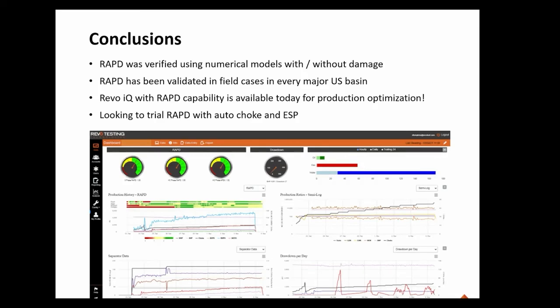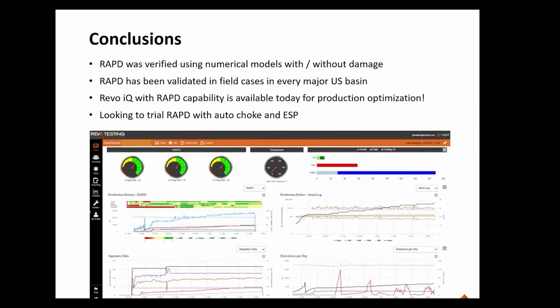And we've tested this on wells in every major basin. We've actually run a bunch of different numerical models testing it. It's a very robust solution and been working very well for us. And like I said, we've validated that in just about every major US basin at this point. Revo IQ with rapid capability is available for production optimization today.